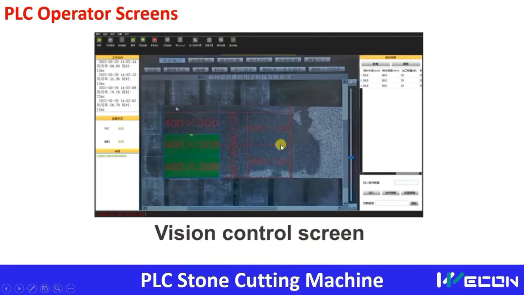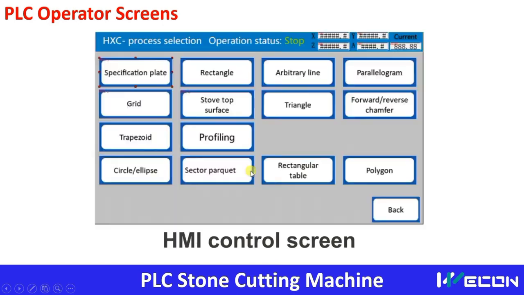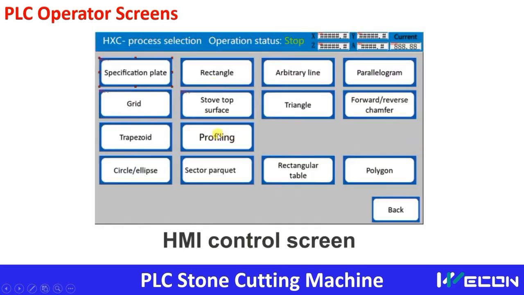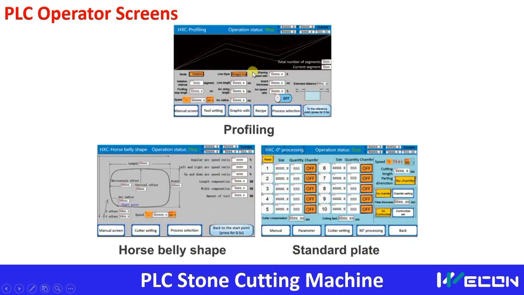This is how the PLC operator screen looks like, and the vision control screen looks like this. Here you can see there are the dimensions, and based on these dimensions the cutting wheel will be operated. This is the screen. You can see there are the shapes. Based on the shape you select, the respective screen will open. Like you can see, this is the screen for profiling. If I click on this button, this screen will open.